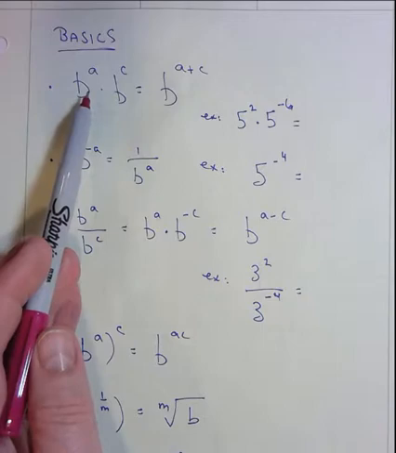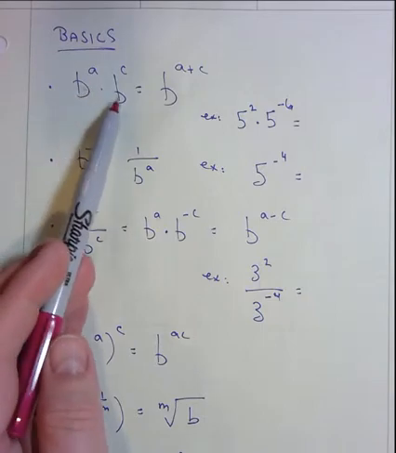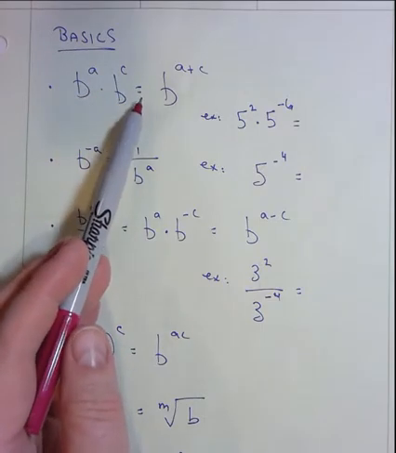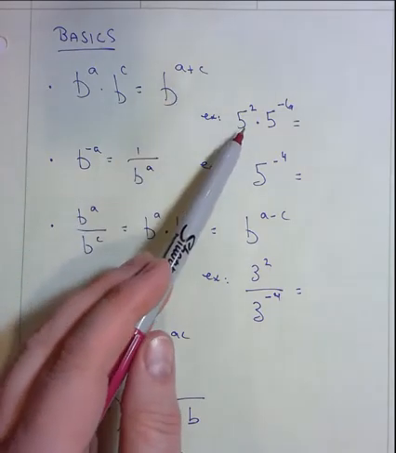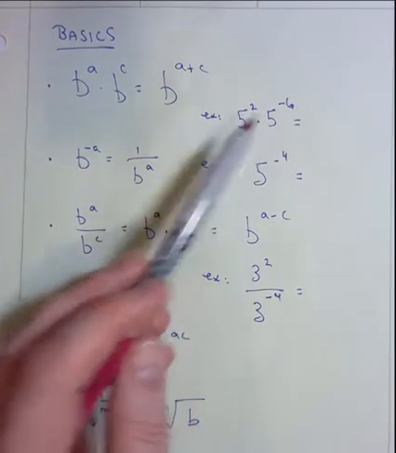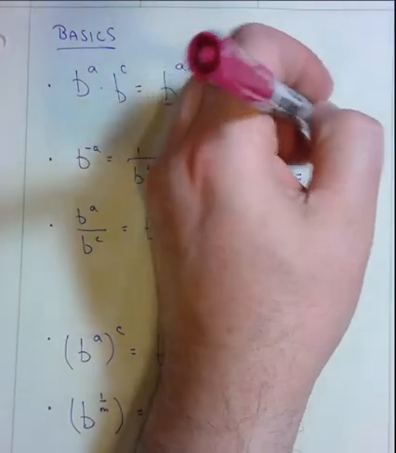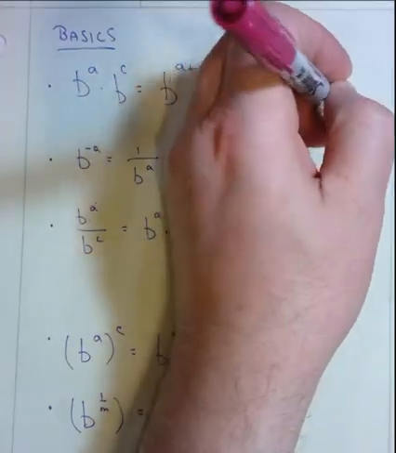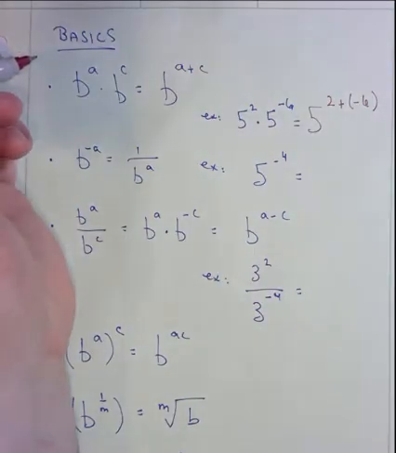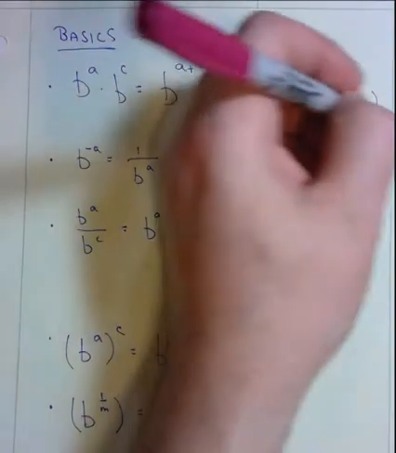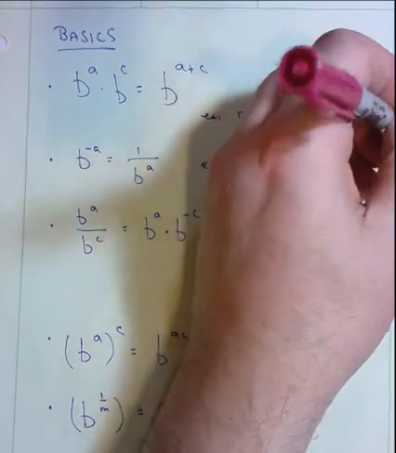If you have a base to a power times that same base to a different power, the net result is that base to the sum of the two powers. So for example, 5 squared times 5 to the negative 6, we could calculate that as 5 with a total exponent of 2 plus negative 6, which is 5 to the negative 4.